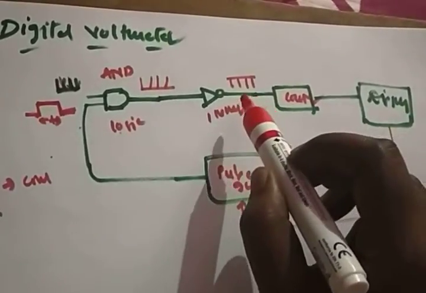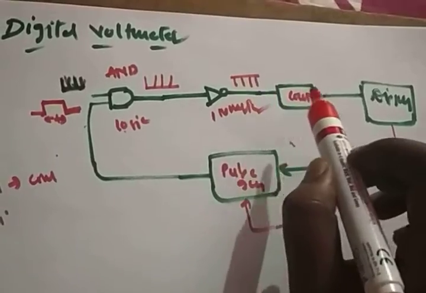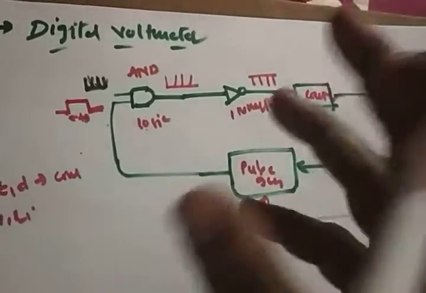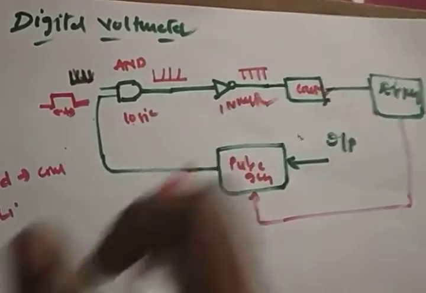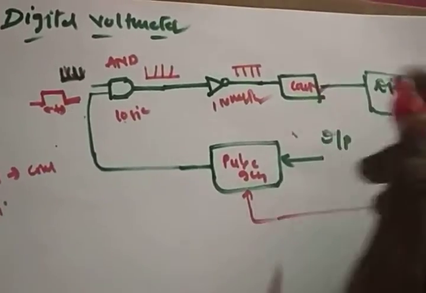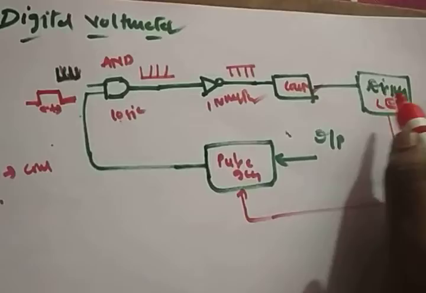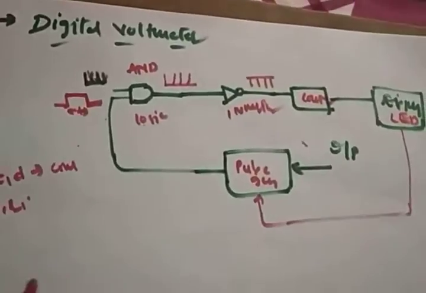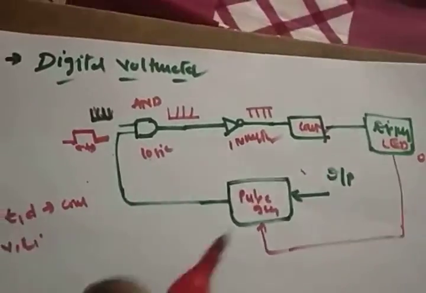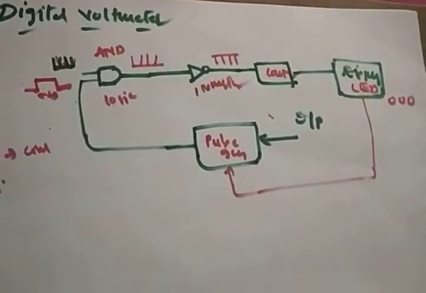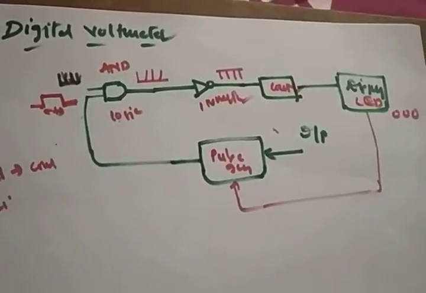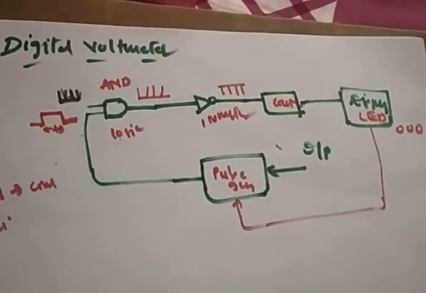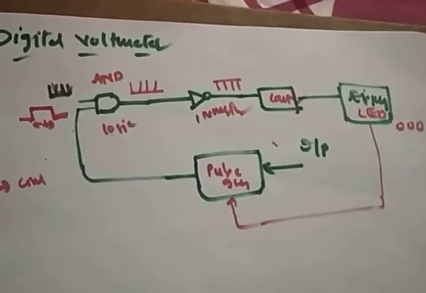Then the output from the inverter will be sent to the counter. So the counter will count how many clock pulses. With those pulses, my digital LED display will display the digital signal for the given input signal. So this is the actual block diagram representation of the digital voltmeter that we discussed. Hope it's clear. I just explained how the digital meter will work: the analog signal is converted to digital form, that's it.